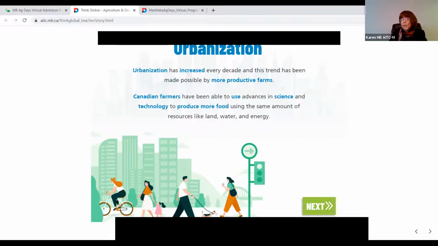So what they saw was that urbanization has increased every decade, and that this has been made possible by more productive farms. Because everybody has to eat, in order to be urban, somebody else is producing your food. So if we have fewer people producing food, then they must be better at it. So now we're going to look at what's made farmers better at producing food.